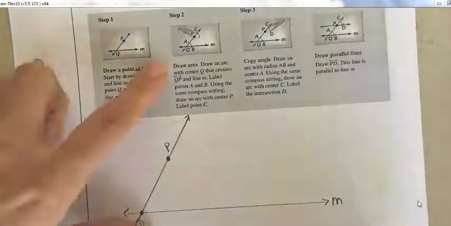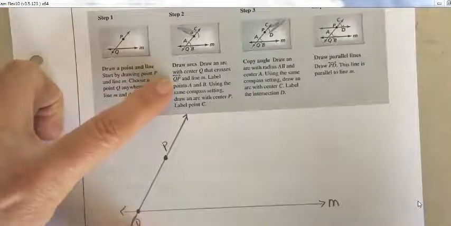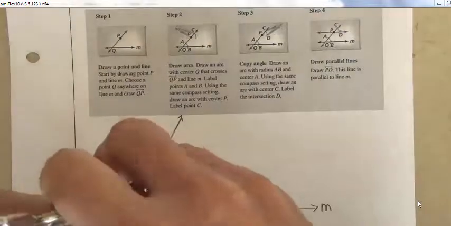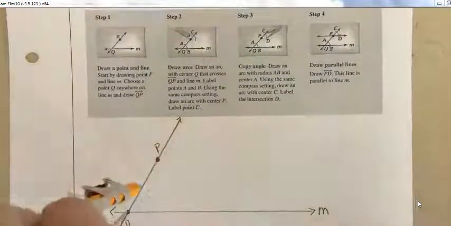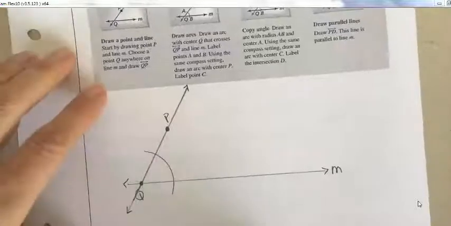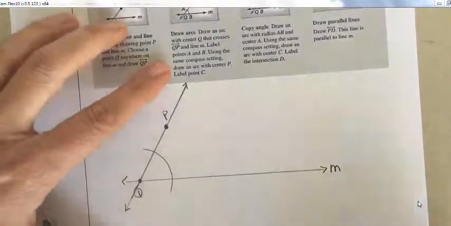Okay, so now draw arcs. Draw an arc with center Q that crosses QP and line M. Okay, so draw a line here, and I'm going to turn my page. Okay, so I got that arc crosses QP, crosses line M. Okay, label the points A and B.